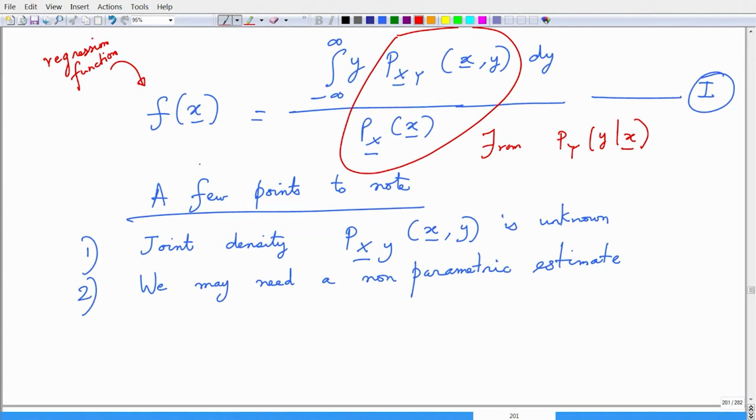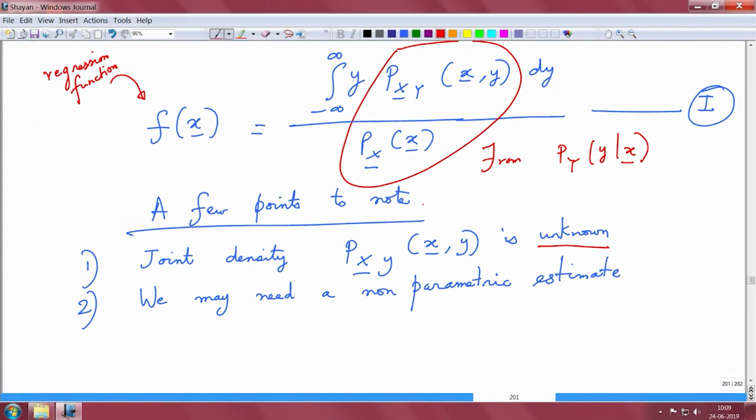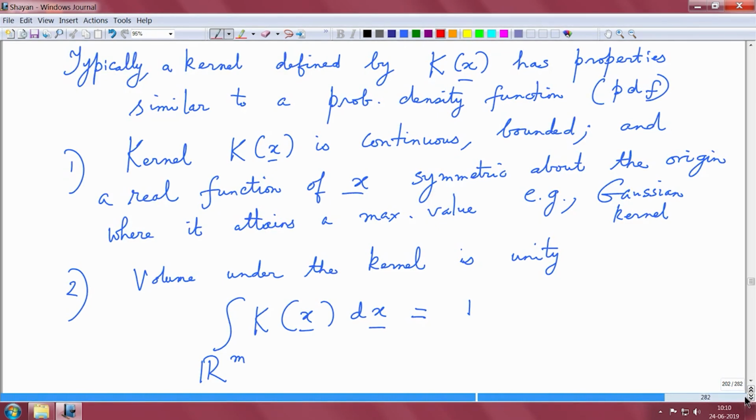So, a few points to note: the joint density is unknown, because we do not have an explicit closed form expression for this, and then we may need a non-parametric estimate for this. Okay. So, these are the two important points to note. If you know it explicitly, then you can compute, otherwise you will have to do this using some other estimate. So, let us see how we will simplify the problem.